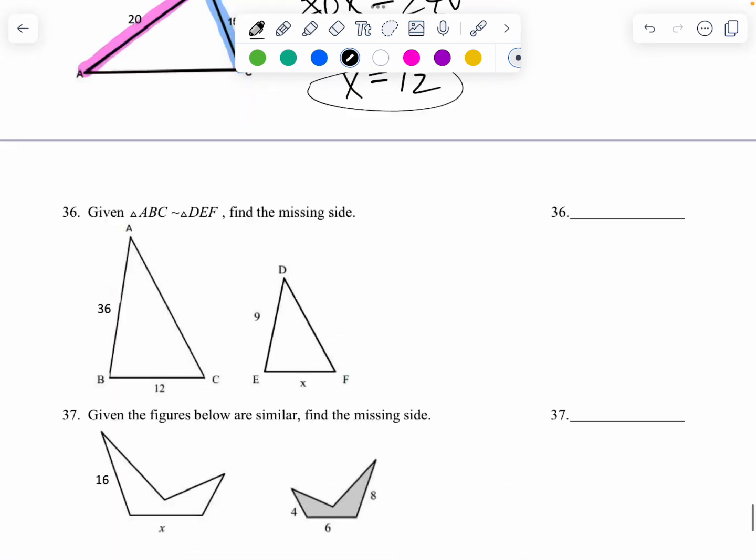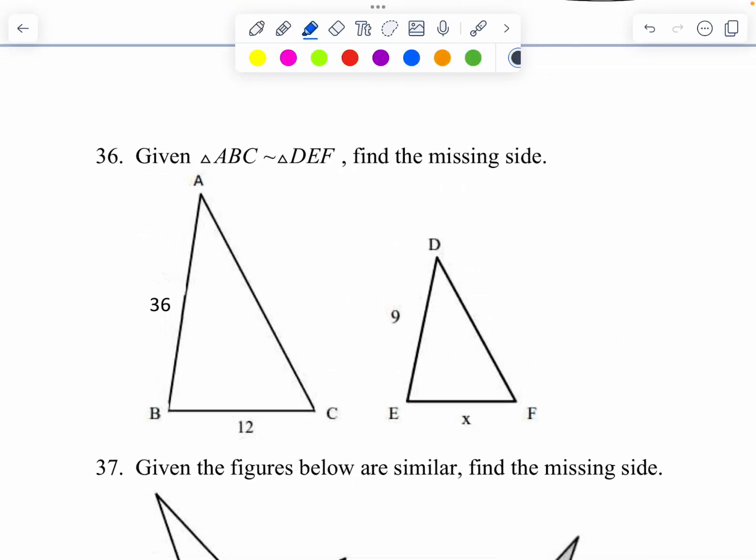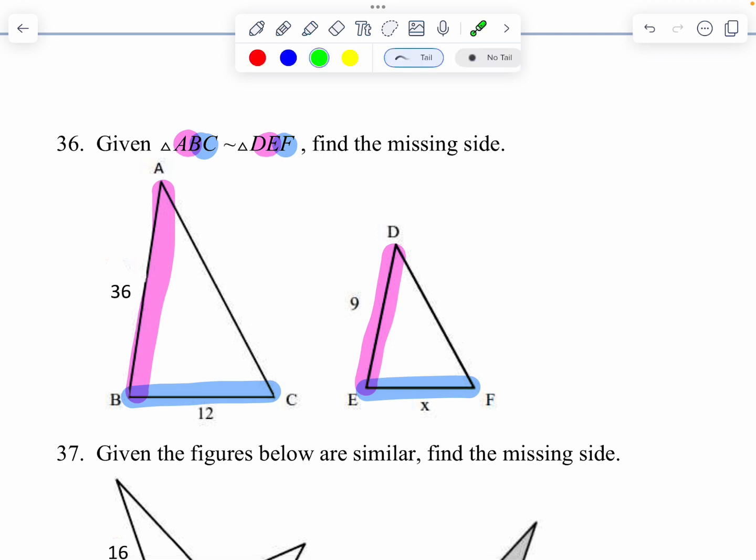Okay, number 36, I'm going to do the same thing. I have a side here that is A and B. That matches up with D and E. There we go. I have a blue side, B and C. This one matches up with E and F, the last 2 letters. And I can leave these blank, but those match up also.